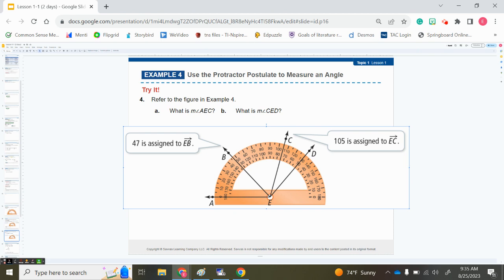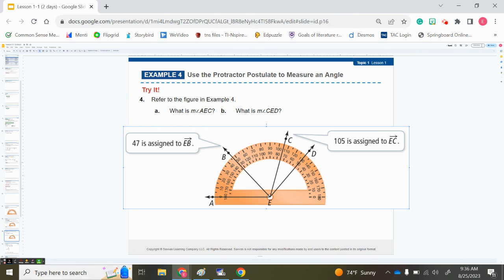So what do we get for letter A? Who's got letter A, which is the measure of angle AEC? So we're going A to E to C. Go ahead. 105, perfect. It lands right on that 105 mark. Excellent.